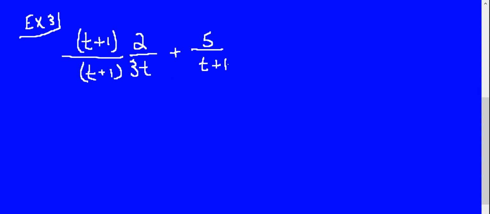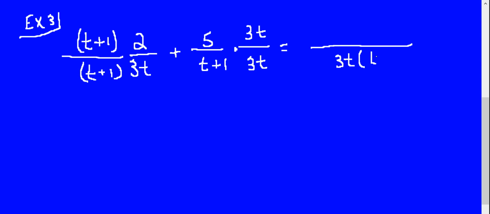And on this side, to get the t plus 1 equal to t plus 1 times 3t, I'm going to multiply this side by, you are right, 3t, to the numerator, 3t to the denominator. Alright, so I can clearly see my denominators are going to be the same, and I'm going to write them up as 3t times t plus 1.